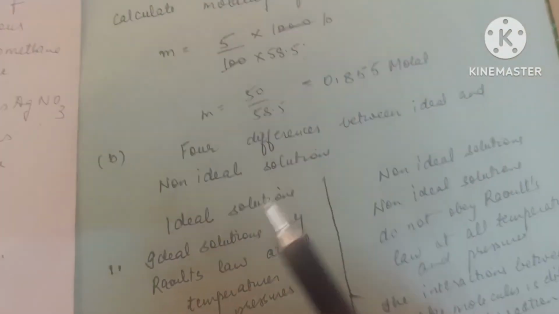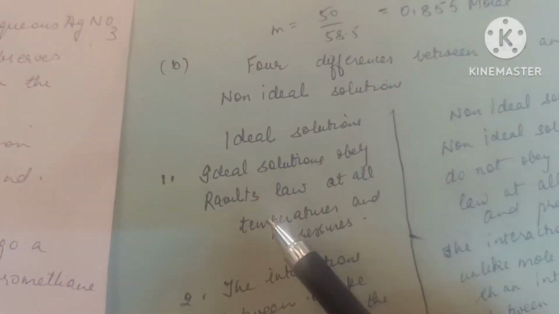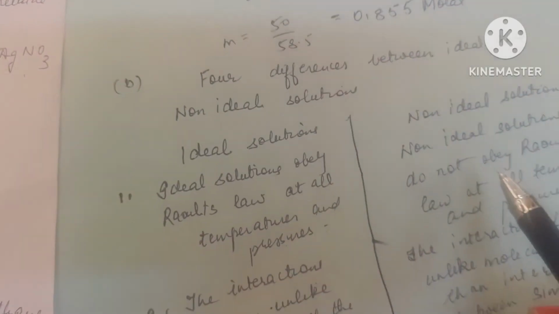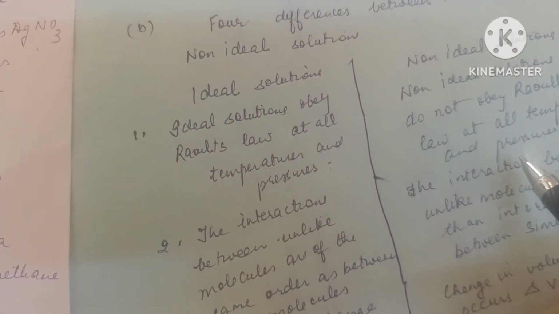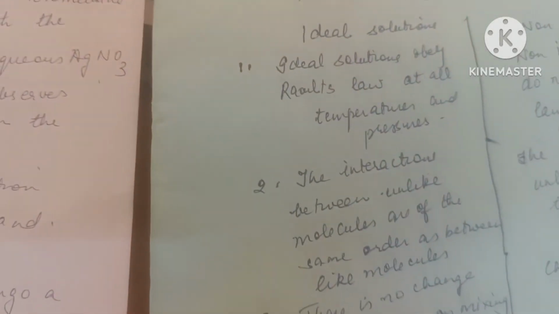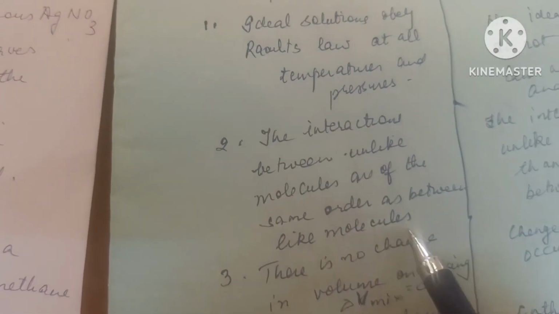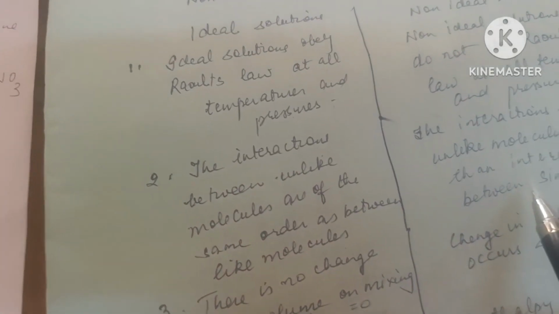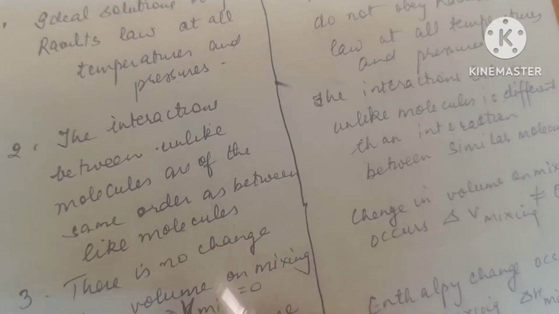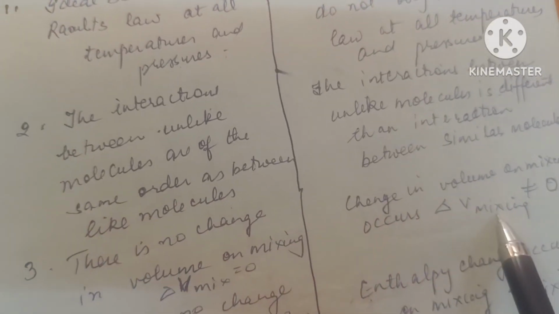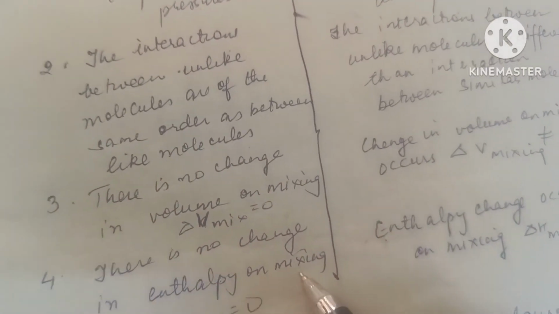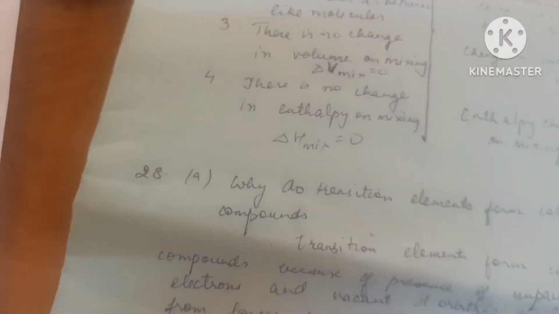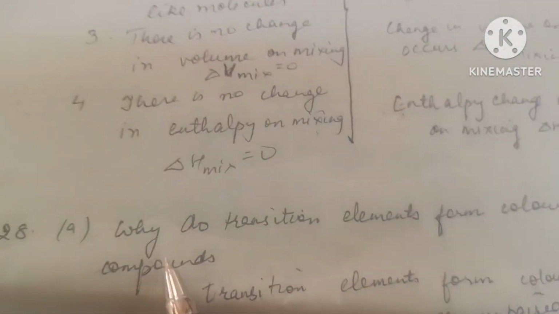Give 4 differences between ideal and non-ideal solutions. So ideal solutions obey Raoult's law at all temperatures and pressures. Non-ideal solutions do not obey Raoult's law at all temperatures and pressures. The interaction between unlike molecules are of the same order as between like molecules. Interaction between unlike molecules is different than interactions between similar molecules. There is no change in volume on mixing. There is change in volume on mixing. There is no change in enthalpy on mixing. Delta H mix is 0. Enthalpy change occurs on mixing. Delta H mix is not equal to 0.